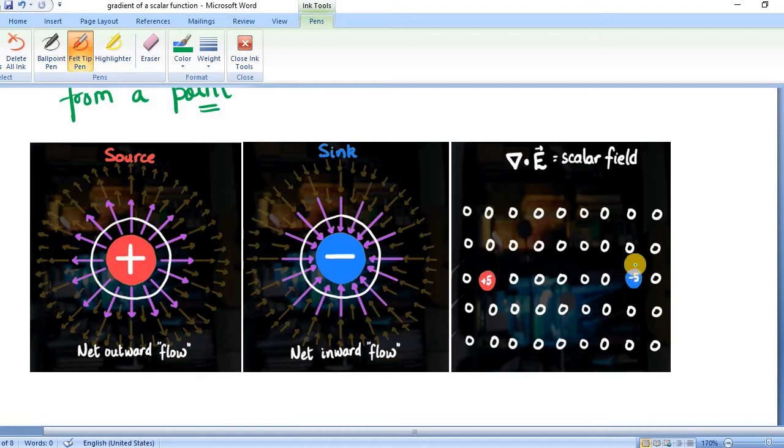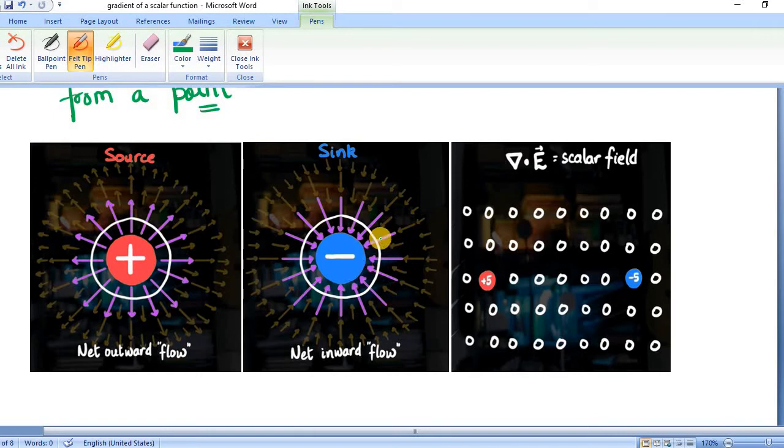So it is again represented by a scalar quantity. You can see it's minus 5. So it is representing the magnitude, and the negative sign indicates that this is an inward flow. Something is going inside from that specific point. So this is the divergence.